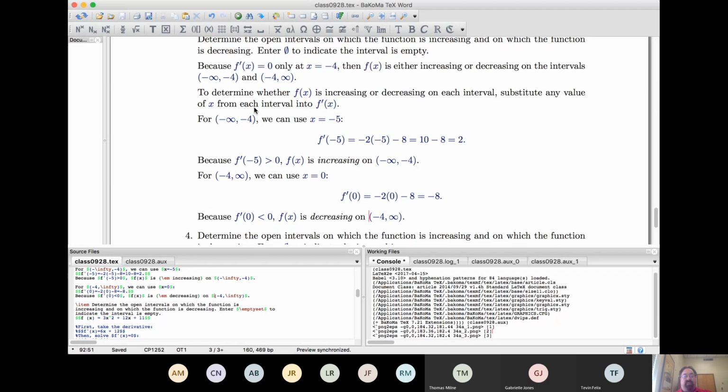Also, after I've done this interval and found it's increasing, that does not necessarily mean it's decreasing after that. It does not always alternate. It's possible that I have a derivative equal to 0 at a point, and the function is increasing on both sides of it. That can happen. So don't assume something like that. Okay. Any questions about classifying where a function is increasing or decreasing?